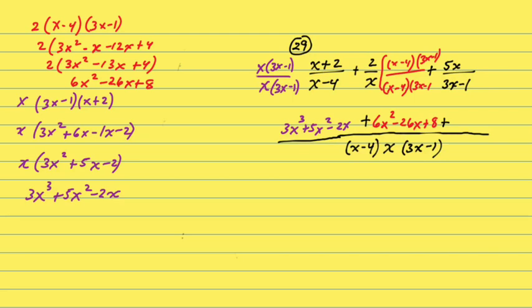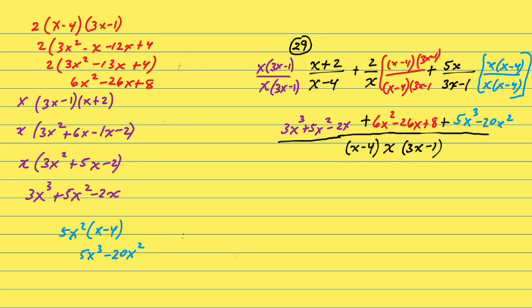What is the last term missing? The last term is missing, it has a 3x minus 1, it's missing x and x minus 4. So this one you've got to multiply by x times x minus 4. So that gives me 5x, really 5x squared times x minus 4, right? Which is 5x cubed minus 20x squared.